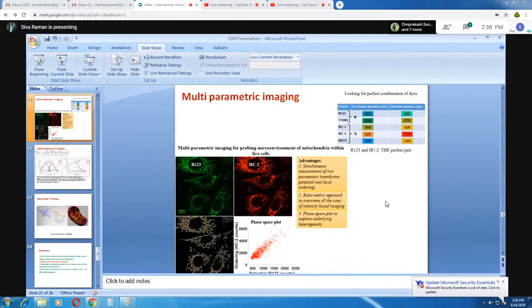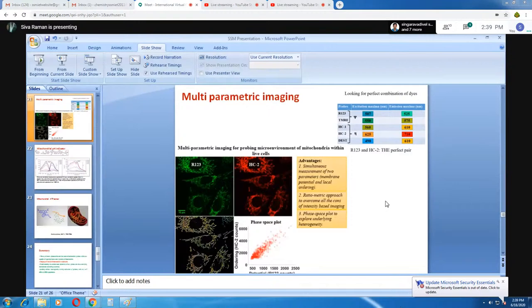Here, the x-axis has the counts of rhodamine 123, which reports the mitochondrial potential. The HC2 is used for the ordering of the mitochondria in the cells, which is on the y-axis. We are giving the phase space plot.